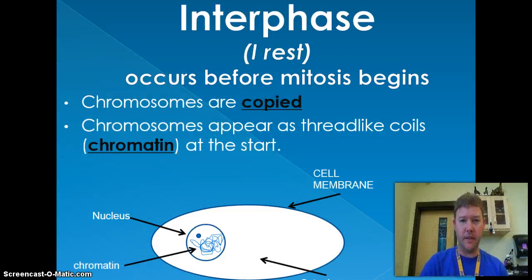Let's start with interphase, the I rest phase. It occurs before mitosis actually begins. So it's right in the very beginning before it's even mitosis. Here the chromosomes are being copied, and the chromosomes appear as thread-like coils. These little things right down here, you'll start to see that. That's chromatin. All right, that's what's happening here in the interphase.